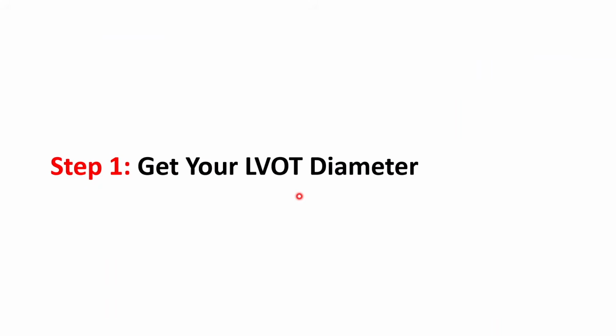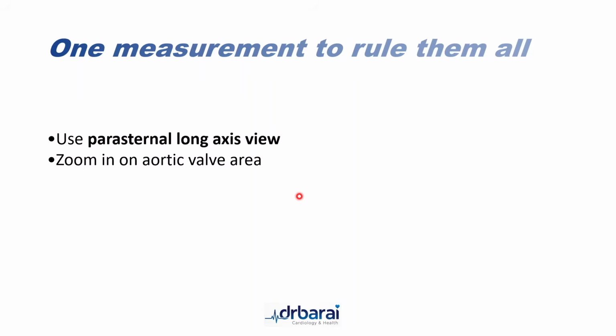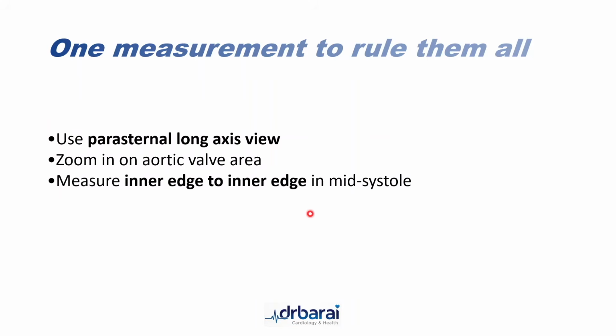So this is the very first step, get your LVOT diameter. This is the one measurement to rule them all, because if it is wrong, then the actual number of the stroke volume will be different. So first things first, we will get a parasternal long axis view. Then we will zoom in into the aortic valve area. Then from inner edge to inner edge, at the mid systole, we will calculate the distance, and that is the LVOT diameter. Normal LVOT diameter is 1.8 centimeter to 2.2 centimeter.